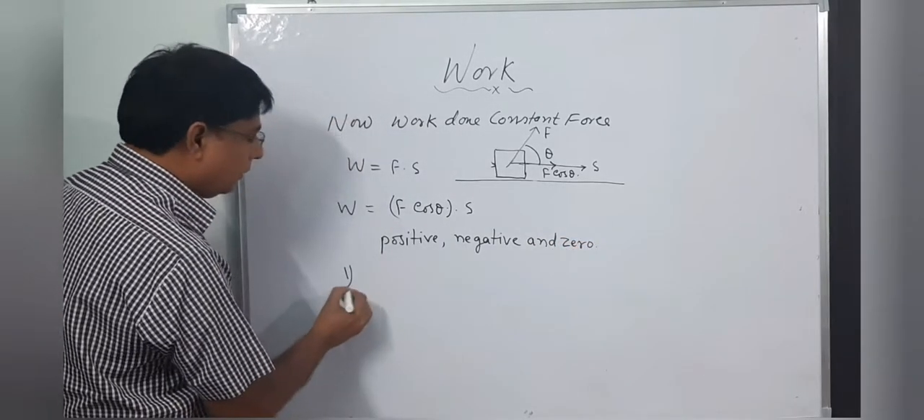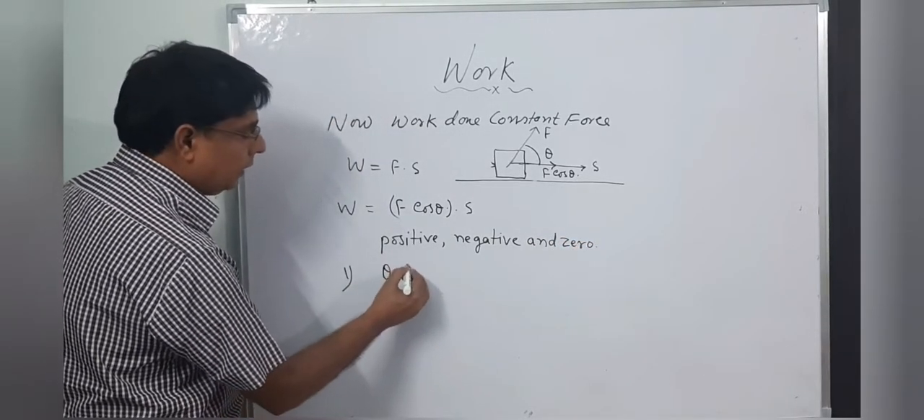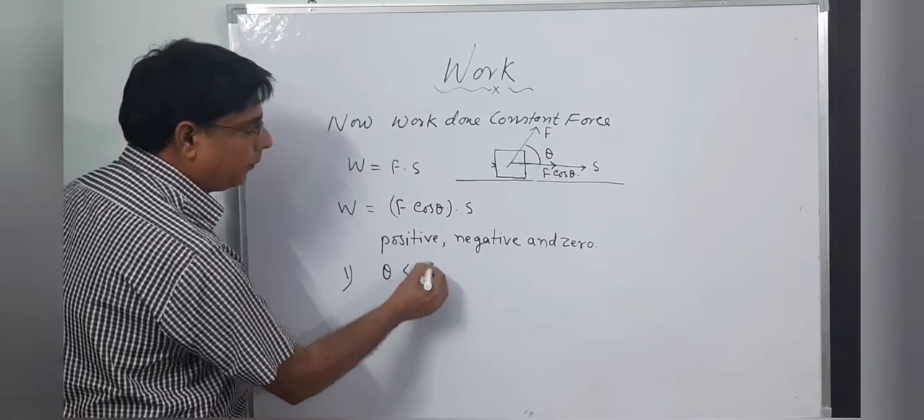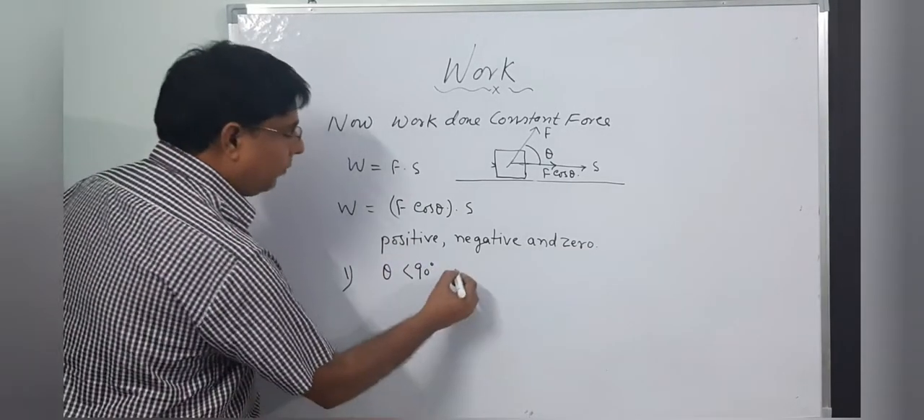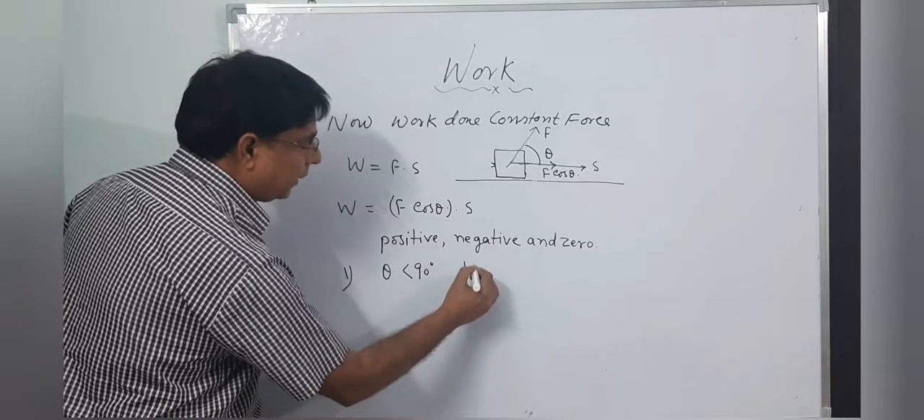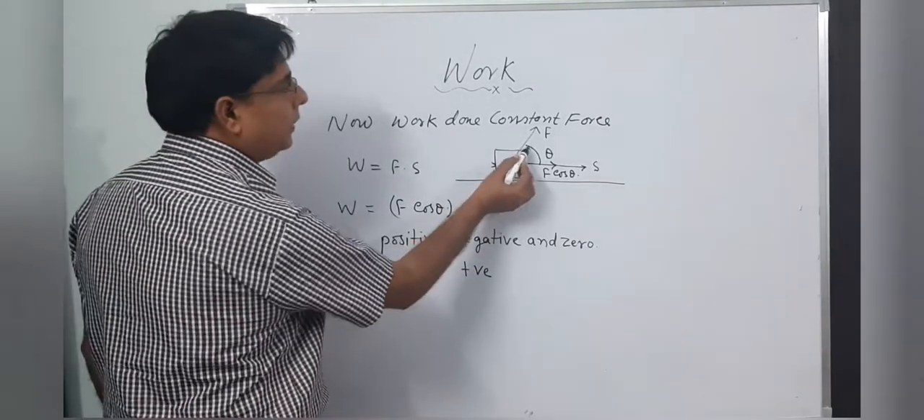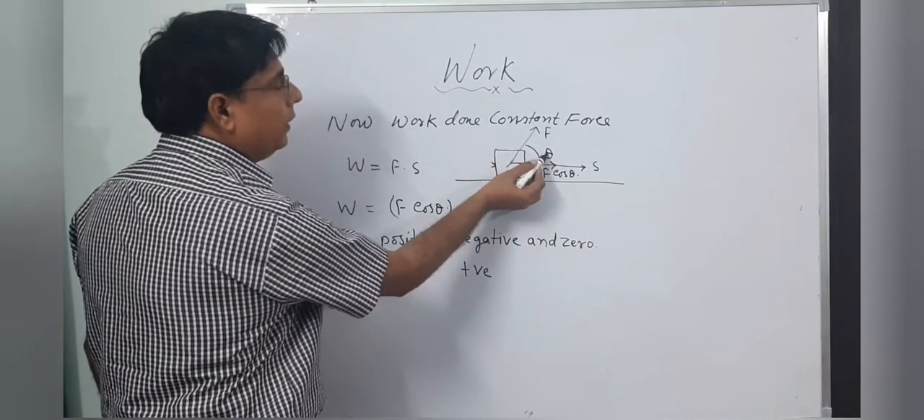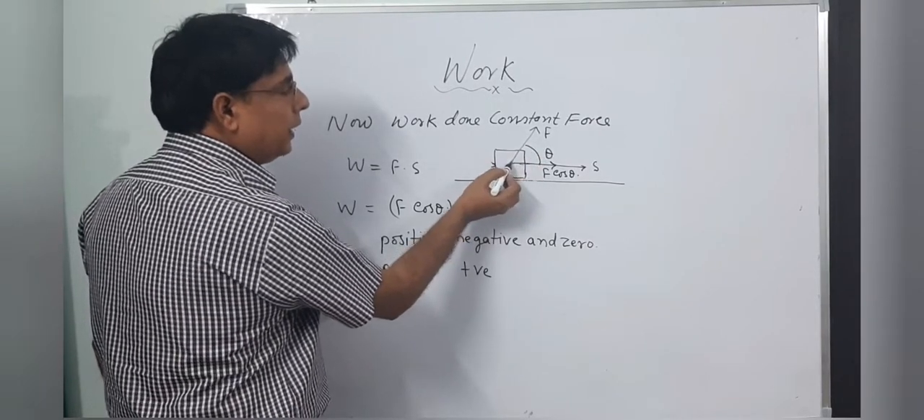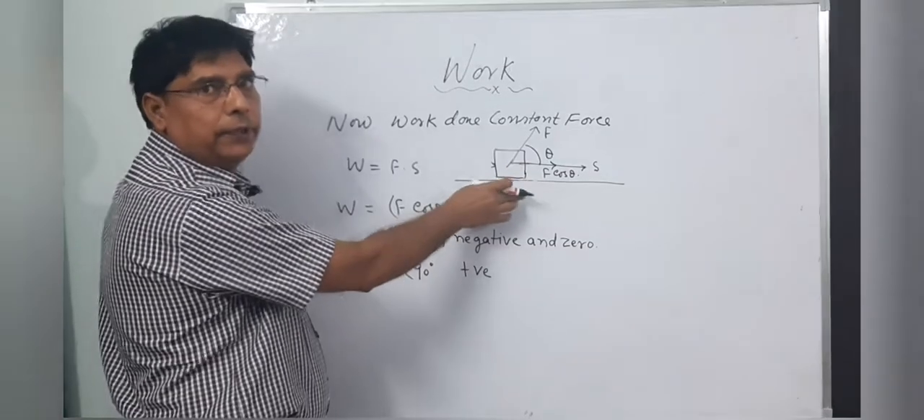When theta is less than 90 degree, then work is said to be positive. For example, here we see that this angle is less than 90 degree, then work done by this force will be positive.